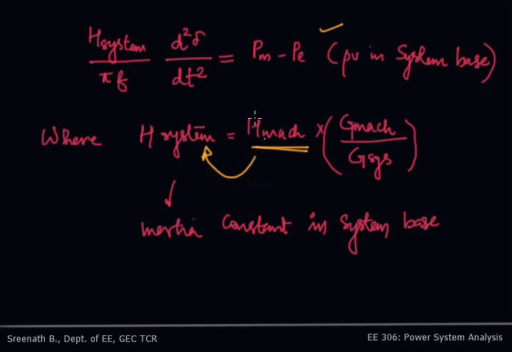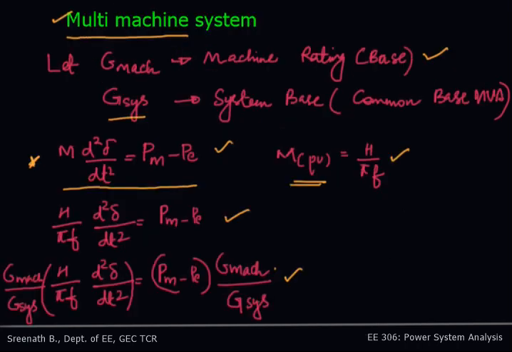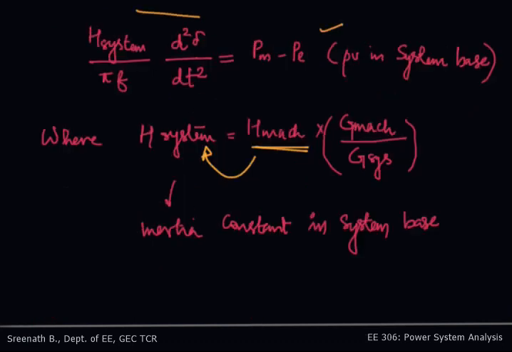So here you have converted the inertia constant of the machine into the inertia constant of the system, the common system. So you have converted your swing equation, which was given for the machine rating, to the system rating. Initially the swing equation was derived based on the machine rating, that is, for a single machine. Now you have converted that to a common system or common base. So this equation represents the swing equation in a common system base or a common base MVA. Now this is the inertia constant in common base MVA.